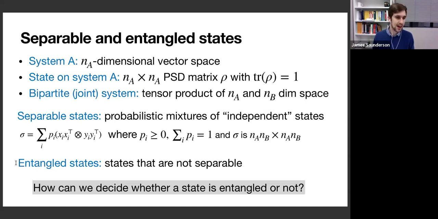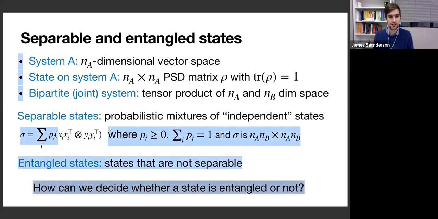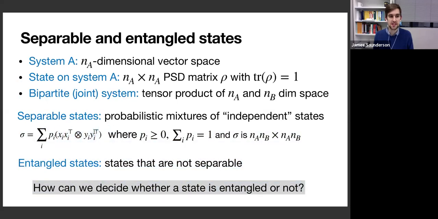These are going to be NA·NB times NA·NB, big PSD matrices with trace 1, that cannot be expressed as convex combinations of things of this form. So that's the definition. And this is the same entanglement that you might have heard about when people talk about quantum systems and the weird things they do. I don't know what any of that means, but this is the same idea.